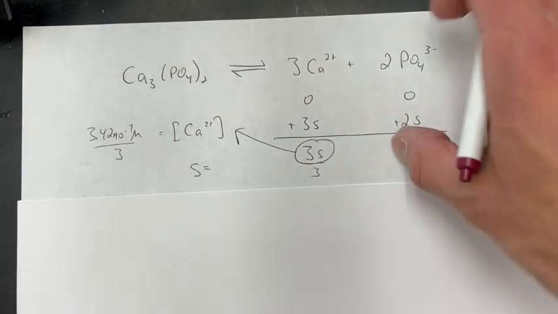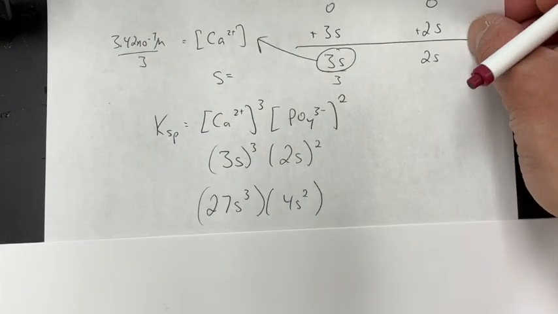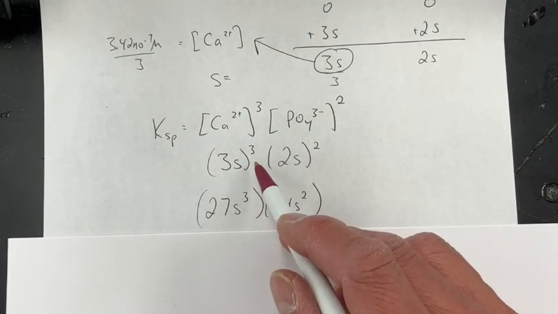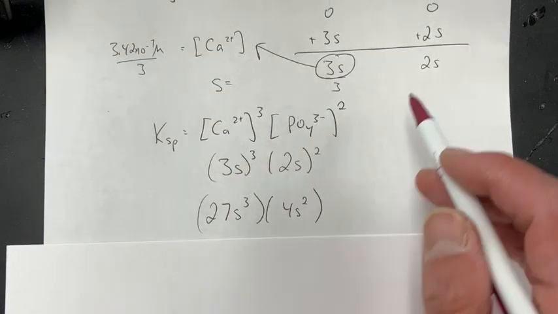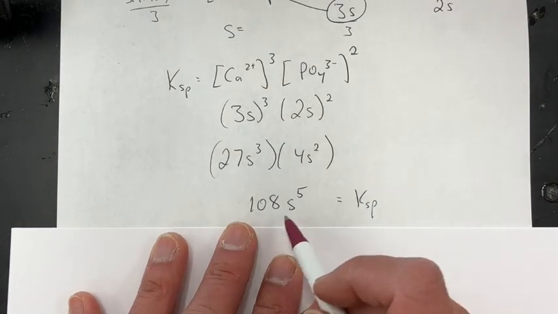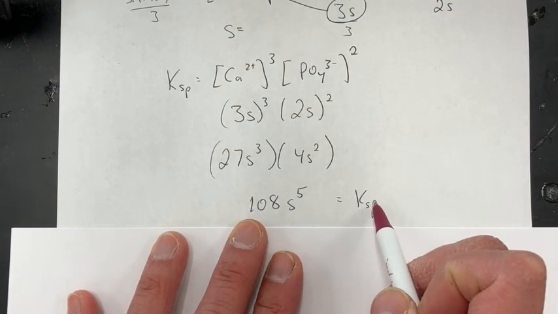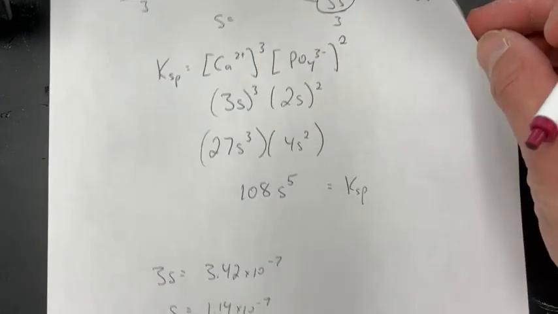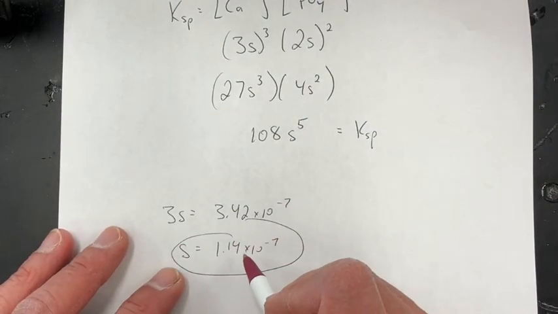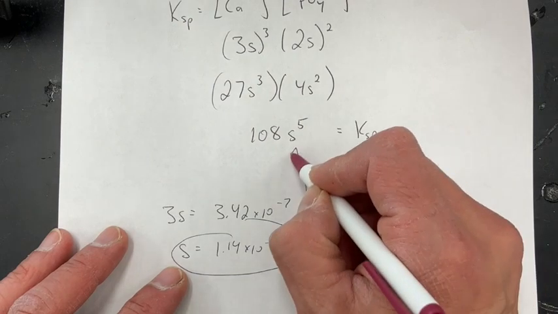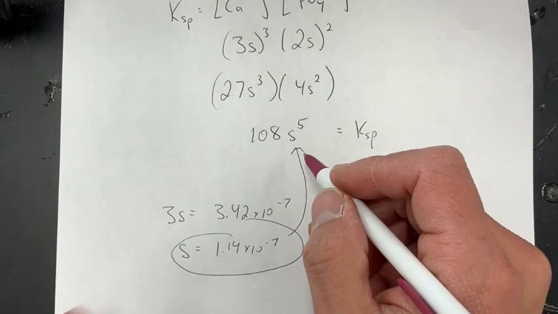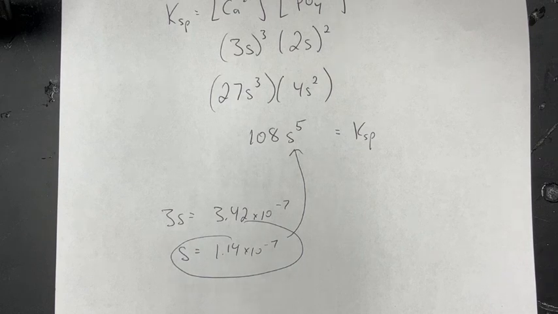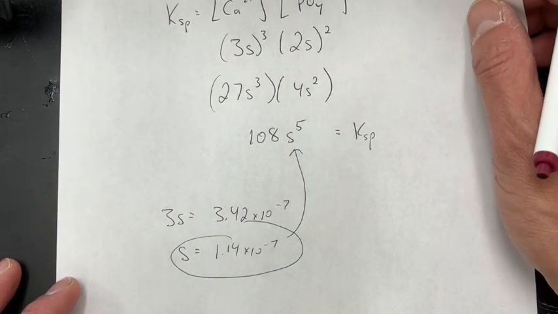If I went through the KSP, I solved for 3s is this, 2s is this, did all my math, cubed these, squared this, I end up with 108 s to the 5th as my KSP. And if I solve for s using my method above, which I already did down here, s is 1.14 times 10 to the minus 7, and I plug it into here. That's going to give me the same answer. So whatever method you prefer, they're the same. Just go with whatever you feel more comfortable with, they should give you the same answer.